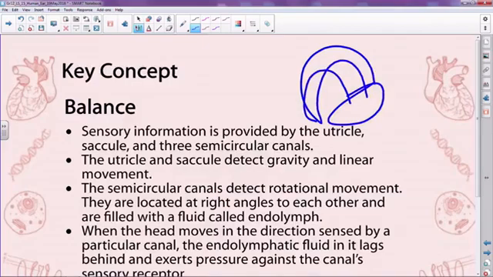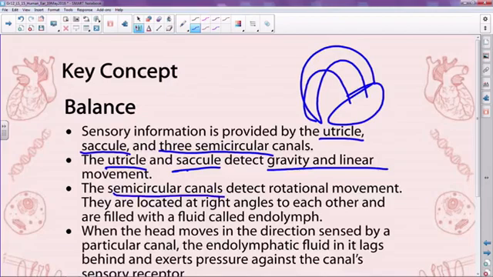Sensory information is provided by the utricle, the saccule, and 3 semicircular canals. Those are very, very important. We need those for balance. That's where we get our balance from, right? The utricle and the saccule detect gravity and linear movement. So if you look at me, left and right, that's what they do. They move left and right. And then the semicircular canals detect rotational movement, so moving all over the place.